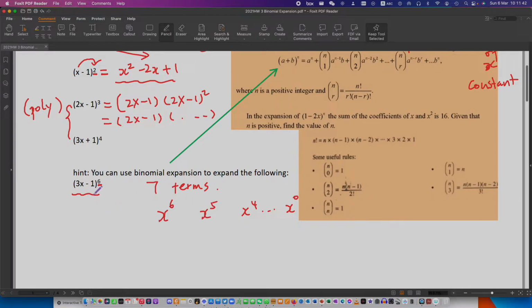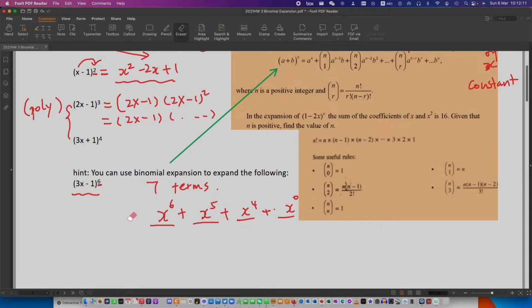If I expand this, I'm going to have this. If you have power 6, that's 7 terms. Your job is to figure out these 7 terms. Then you have to make use of the formula. So let me use the formula to illustrate this to you.